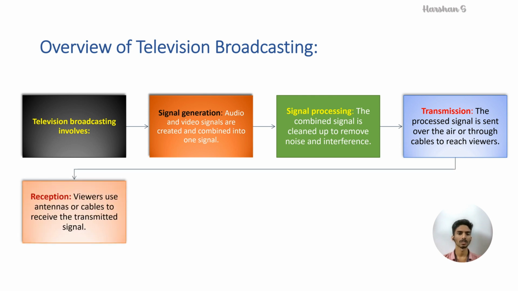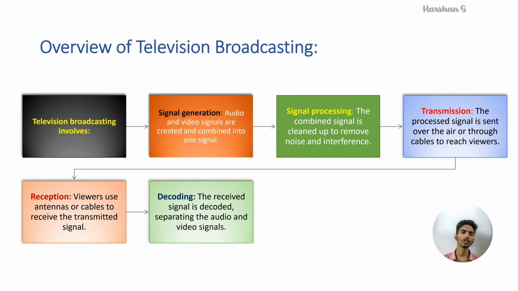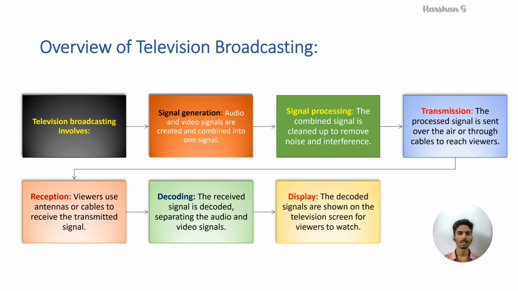Then the next step is reception. The viewers use an antenna or cable to receive the transmitted signal. Then decoding. The received signal is decoded, separating the audio and video signals. Then display. The decoded signals are shown on the television screen for viewers to watch.